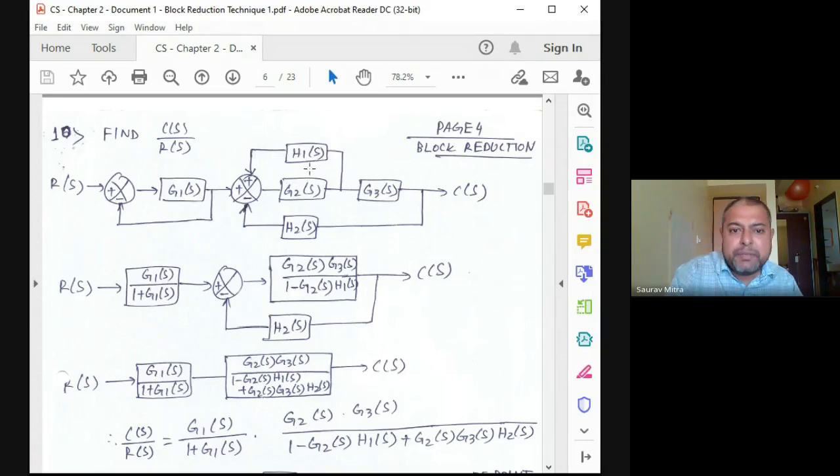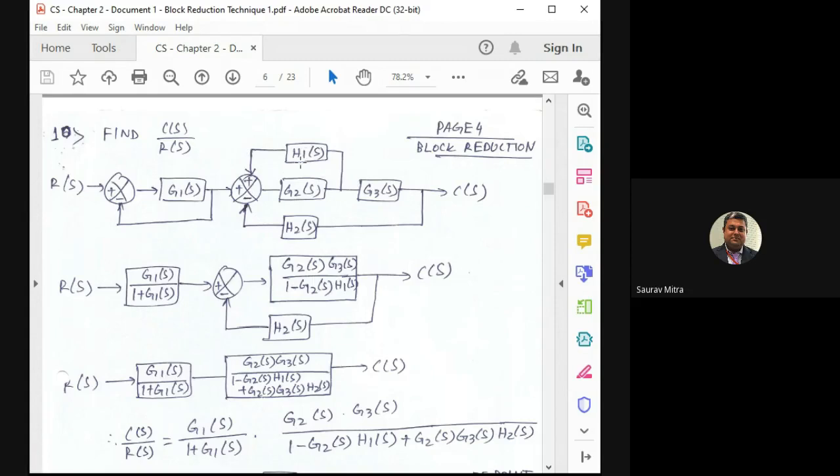Again, I'm repeating, but check first. In this block, G2 is in the forward direction and H1 is in the reverse direction. So this is going to be G2 divided by 1 minus. Why 1 minus? Because this is positive feedback. So this is going to be G2 divided by 1 minus G2 into H1. That you are getting here, and that is getting multiplied with G3. That is actually a cascade.